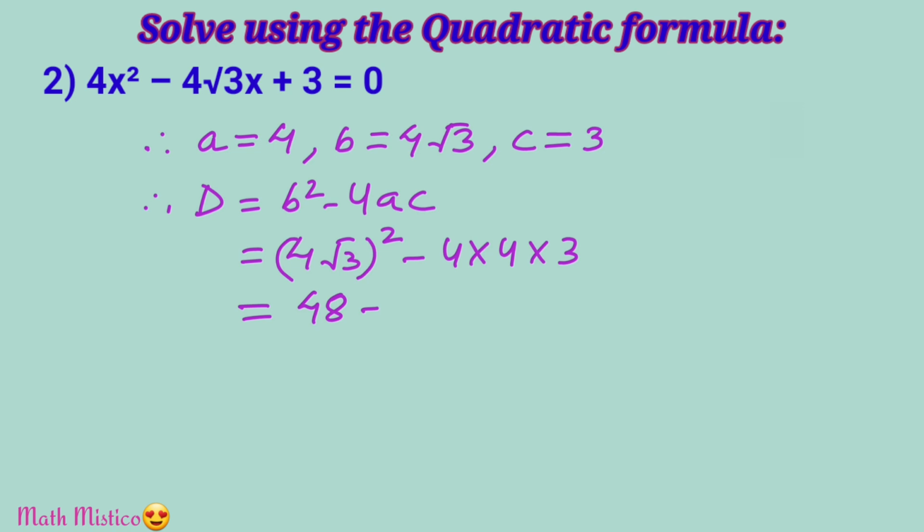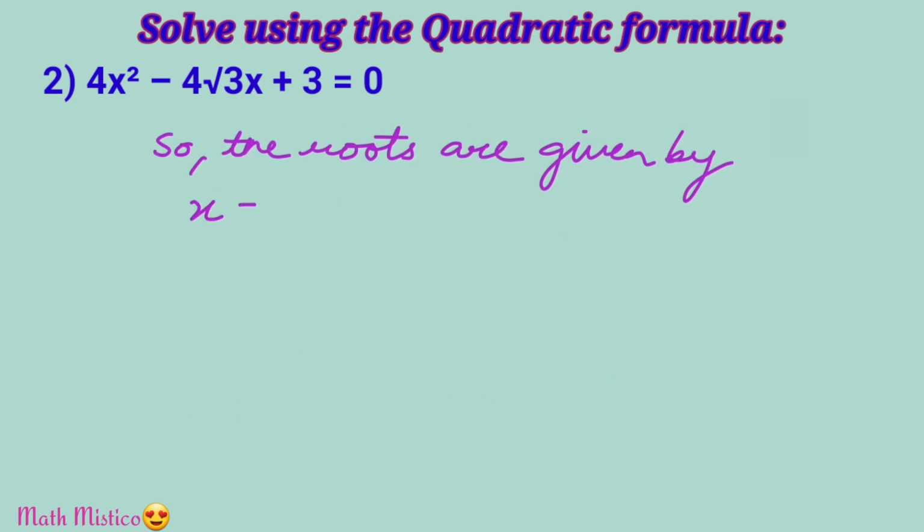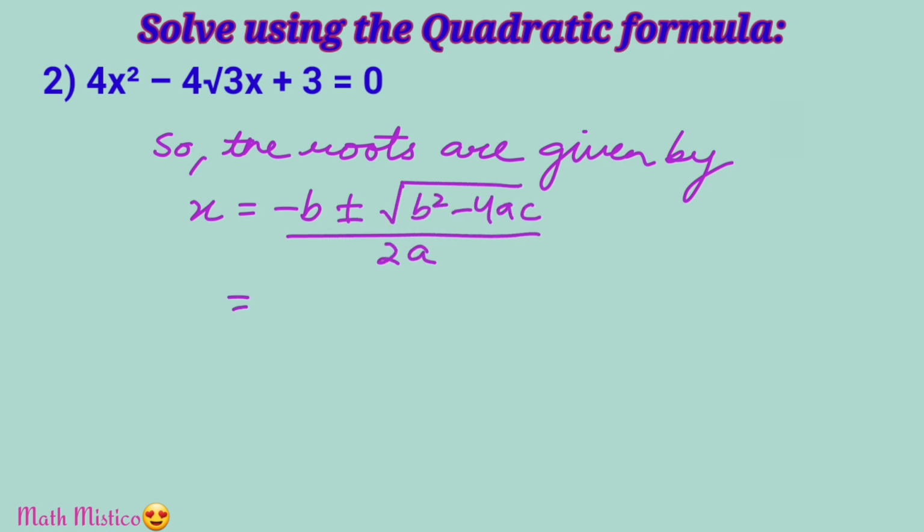Minus 4 4s are 16, 3s are 48. So finally we get 0. This means the roots are again real. So by quadratic formula we get x equal to minus b plus minus under root b square minus 4ac upon 2a. Replacing the value, we have minus 4 root 3 plus minus under root 0 upon 2 into 4.